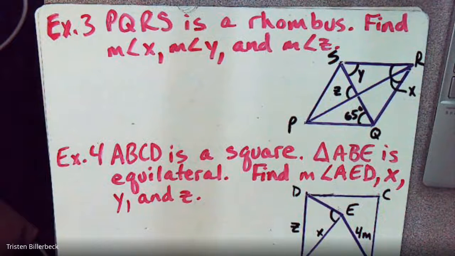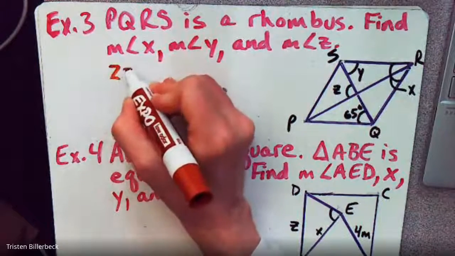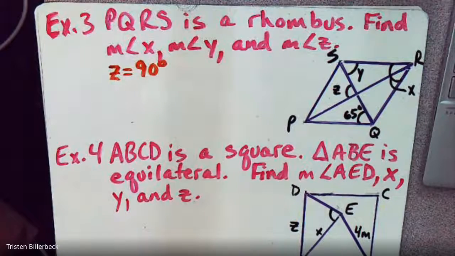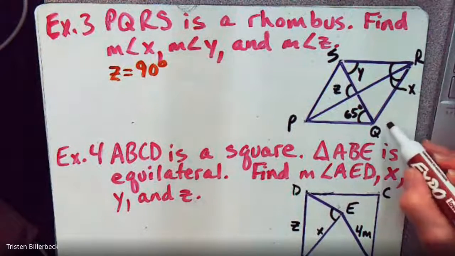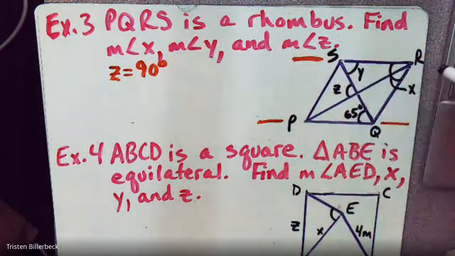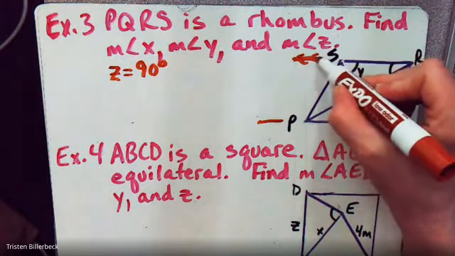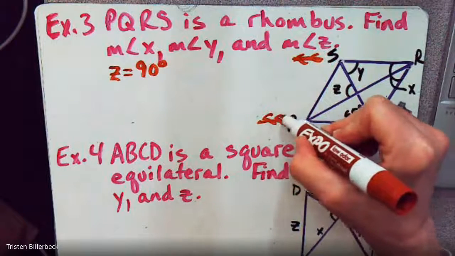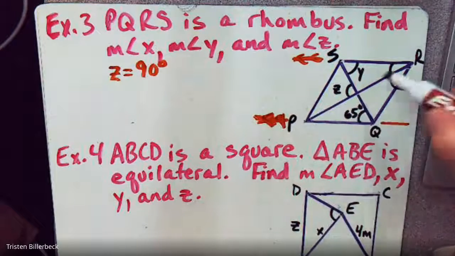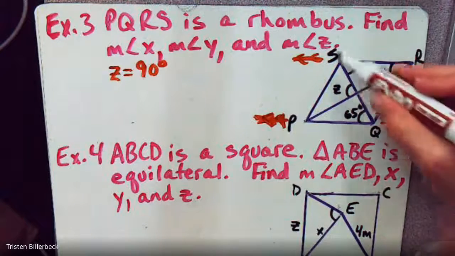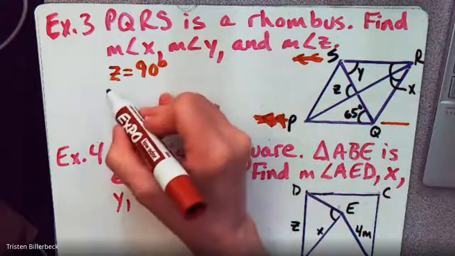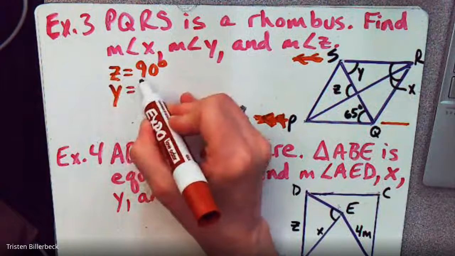Okay, so first of all, z is the easiest. We know in rhombi, those diagonals intersect at 90 degrees. So that was easy. If we look at this, these are parallel lines right here, and if those are parallel lines, this is the transversal right here. So we have alternate interior angles going on here. So y equals 65 degrees.